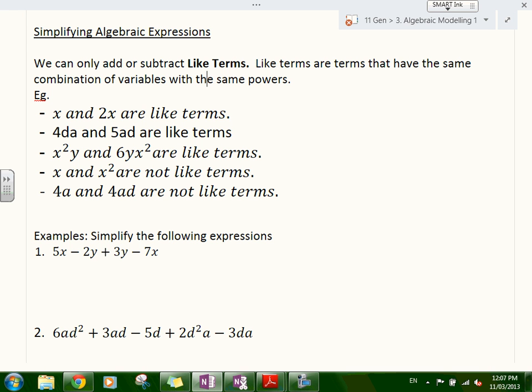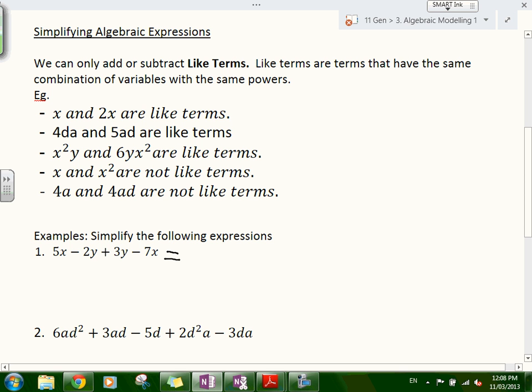Good. So we can actually rearrange this if you wanted to. 5x minus 7x minus 2y plus 3y. Now, how do I simplify this? What's 5x minus 7x? Yeah, minus 2 lots of x. We have 5 lots of x, take away 7 lots, minus 2x.